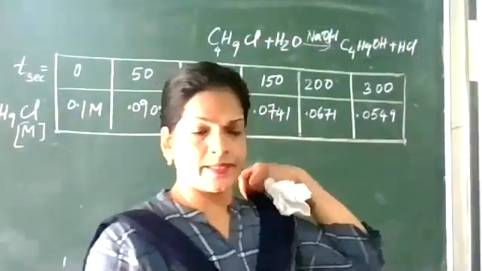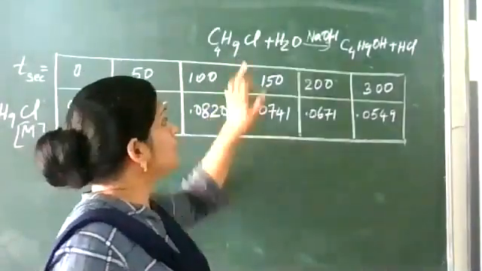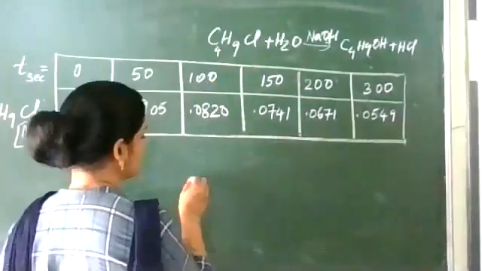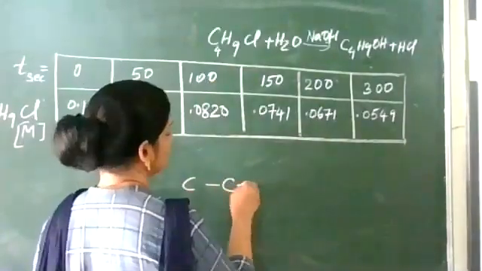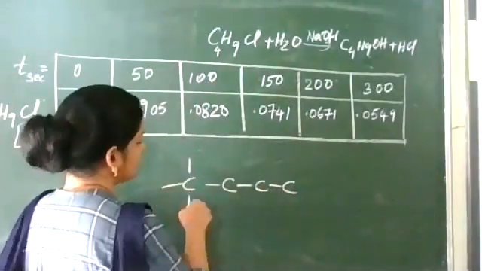On the board, you can see the hydrolysis of butyl chloride. This is butyl chloride, C4H9Cl.